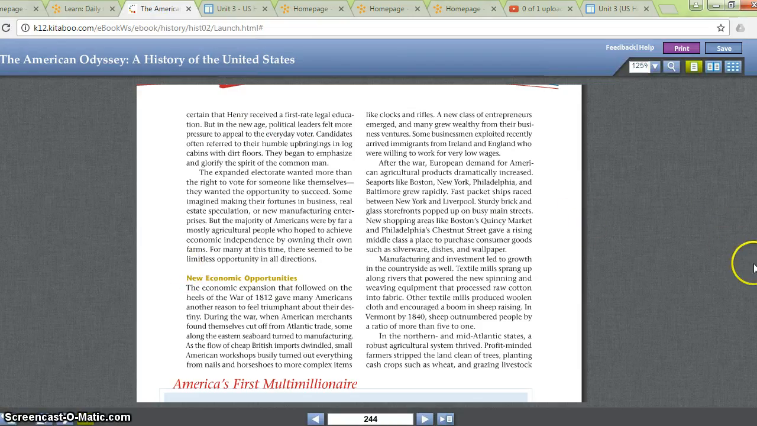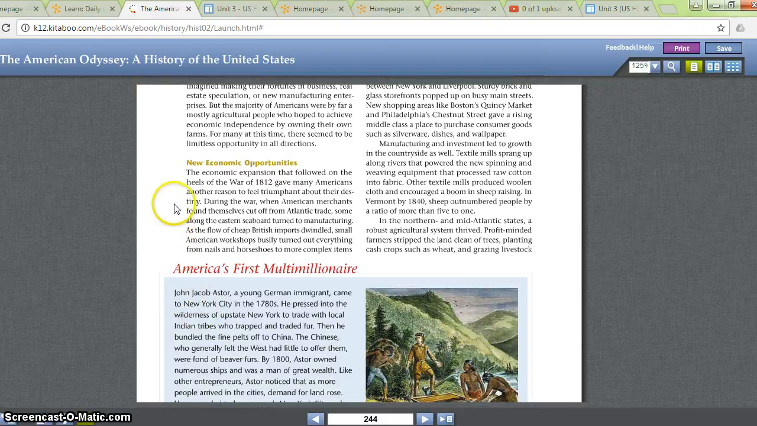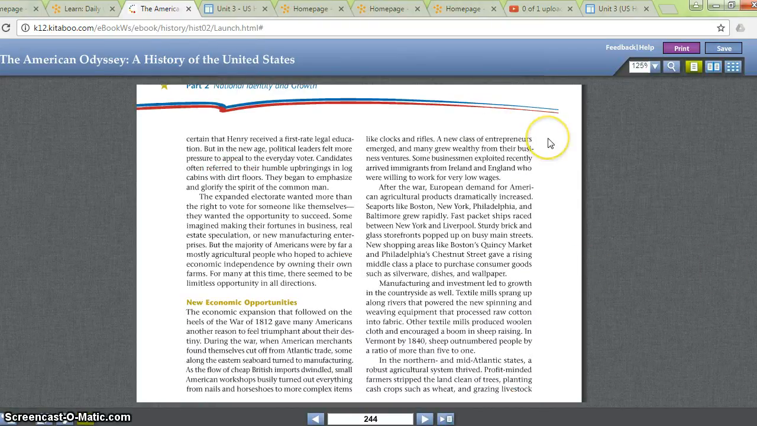New economic opportunities. The economic expansion that followed on the heels of the War of 1812 gave many Americans another reason to feel triumphant about their destiny. During the war, when American merchants found themselves cut off from Atlantic trade, some along the eastern seaboard turned to manufacturing. As the flow of cheap British imports dwindled, small American workshops busily turned out everything from nails and horseshoes to more complex items like clocks and rifles. A new class of entrepreneurs emerged, and many grew wealthy from their business ventures. Some businessmen exploited recently arrived immigrants from Ireland and England who were willing to work for very low wages.